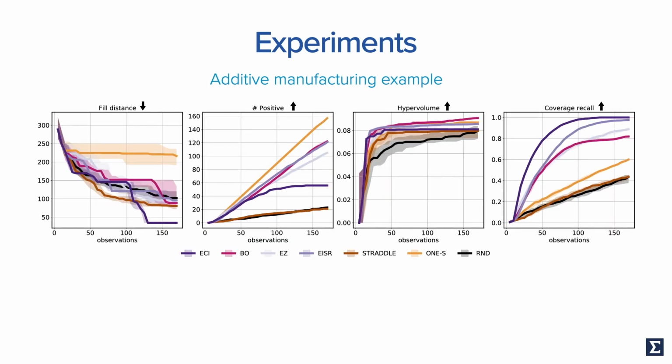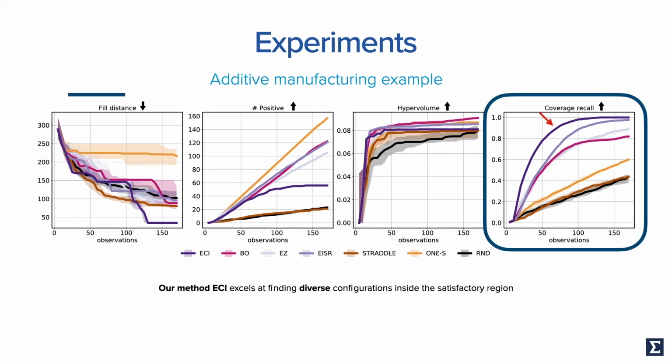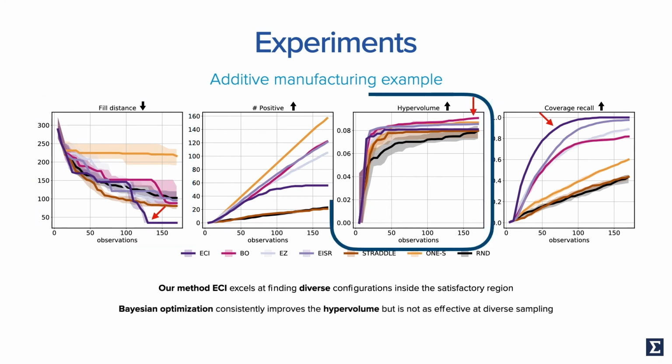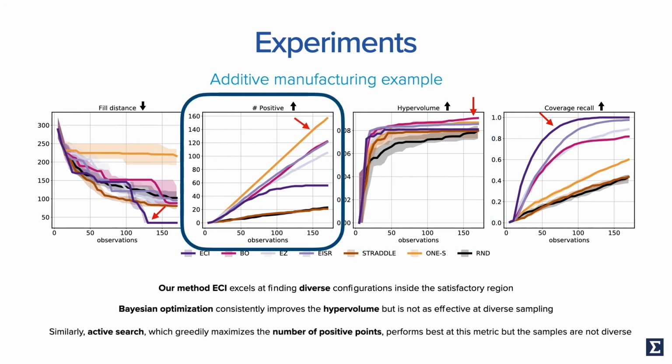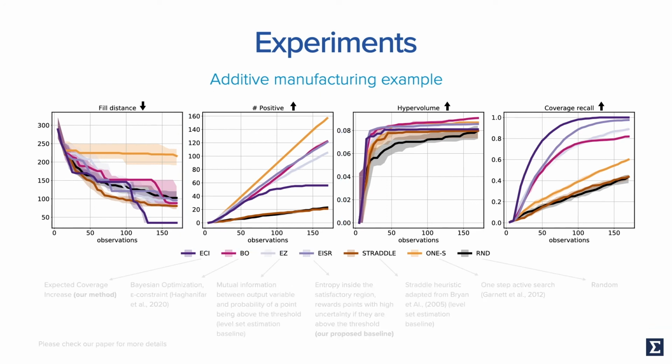Here we show the results of the additive manufacturing example, which is a fair representation of what you should expect from these methodologies. Our method, ECI, excels at finding diverse configurations that meet our constraints. This can be seen by the excellent performance on coverage recall and field distance. As expected, Bayesian optimization consistently improves the hypervolume, but isn't as effective at finding diverse configurations. In the same way, active search, which greedily maximizes the number of positive points, performs best at this metric, but the samples are not diverse.